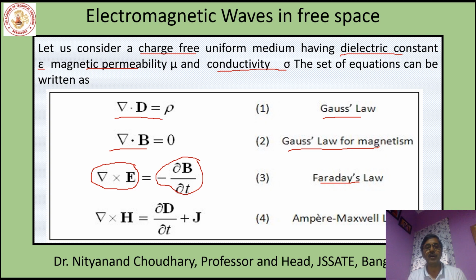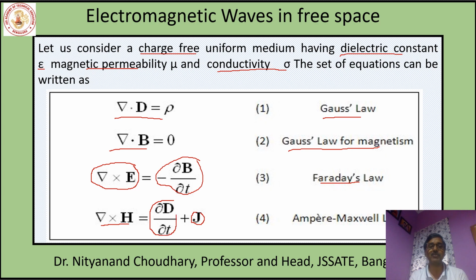And fourth, we have the modified Ampere circuital law. Here we are saying the rotating magnetic field around a current carrying coil is equal to J. J is the current density that we had taken, that is, the total charge enclosed by the wire, plus the concept of the displacement current, that is, the rate of change of electric flux.